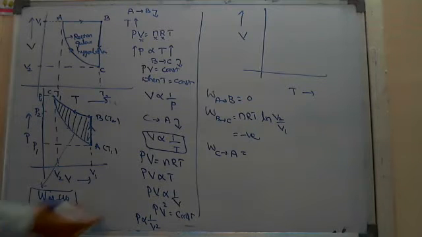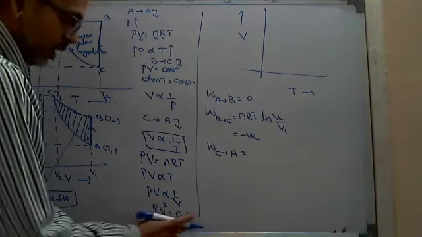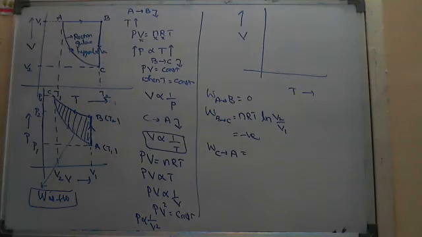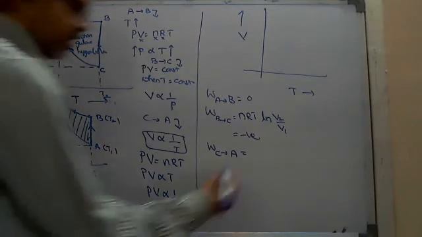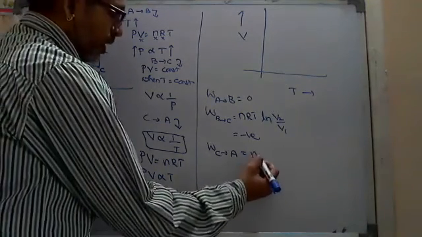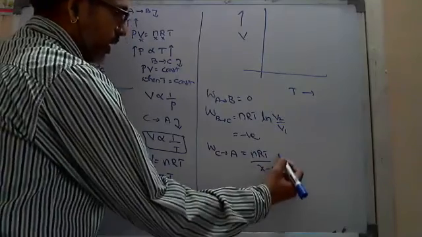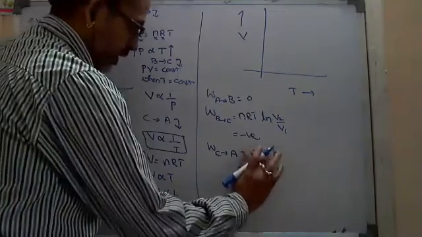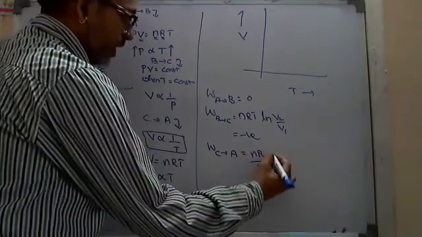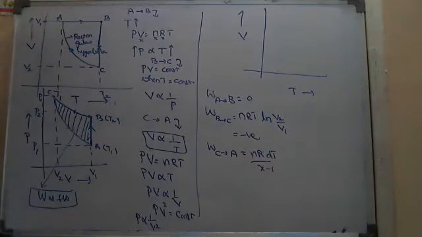If you see there, I got PV^γ equals constant. PV^γ equals constant means the formula, I think you know, is nR(T1 - T2) by (γ - 1), or nR ΔT by (γ - 1). This is the work done.